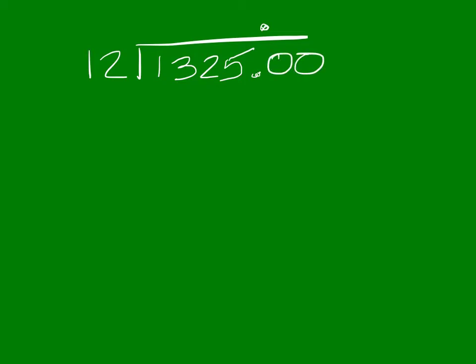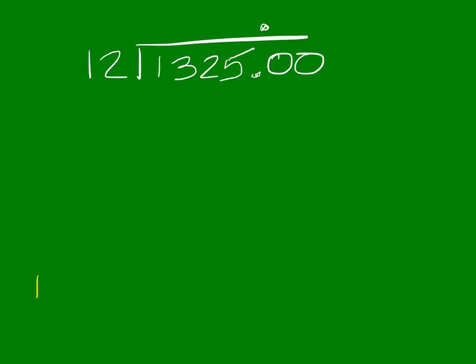Example 3. We have 12 going into 1,325. So if I'm going to divide this, I must first put a decimal point down at the end, one straight above it, put a couple of zeros out there because we're going to round to the tenths place if necessary. Before you do any of this, you should know what the times table is for 12.